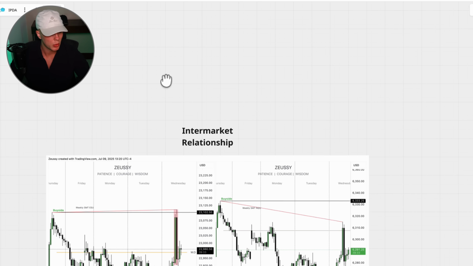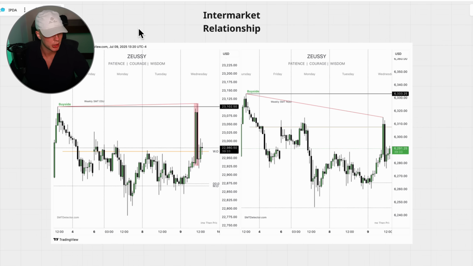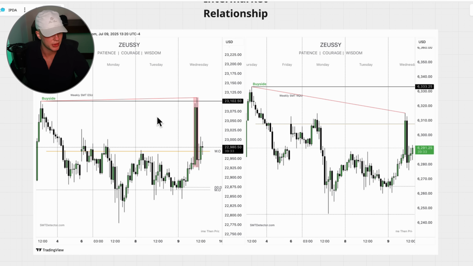When we then pay attention to Intermarket Relationship, what you can clearly see is that on the left you have Nasdaq and on the right you have ES on the RE chart. Notice that ES did not take out that buy-side liquidity pool of the previous week's high, whilst NQ did. That right there is a huge SMT.